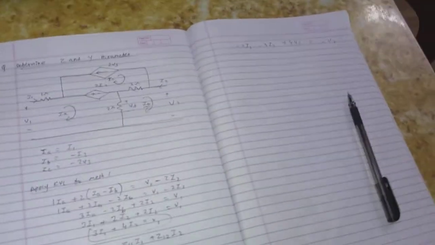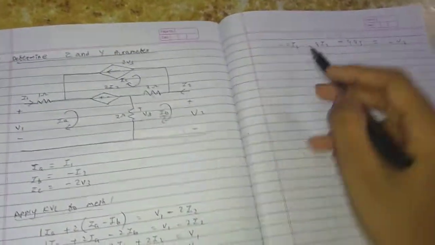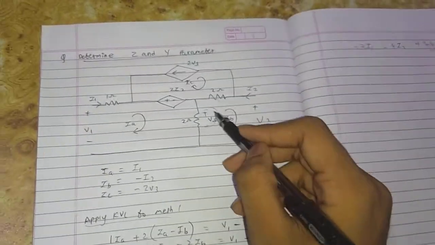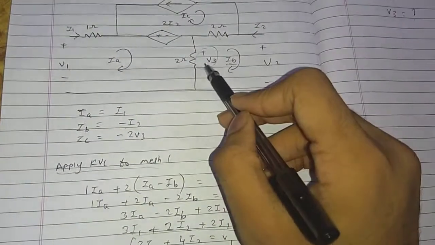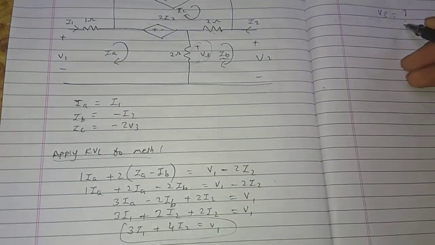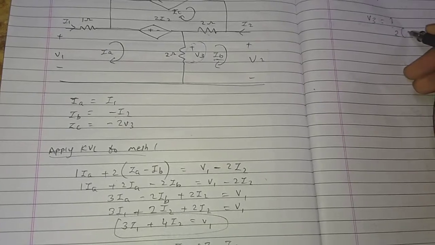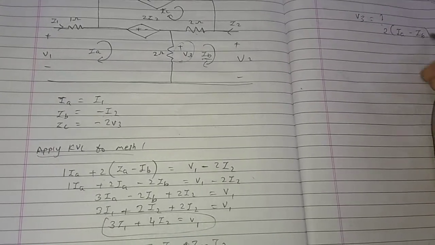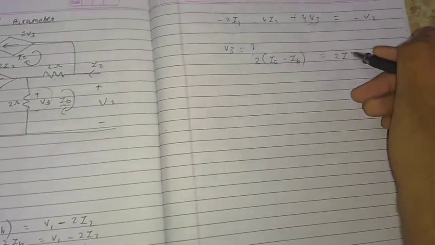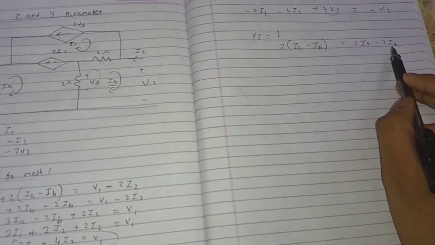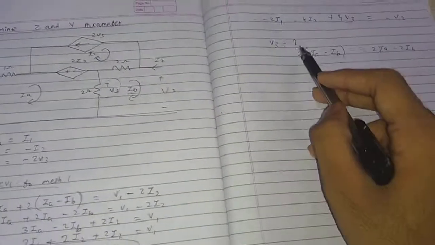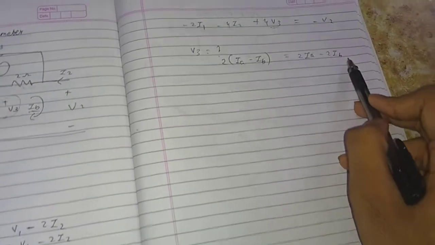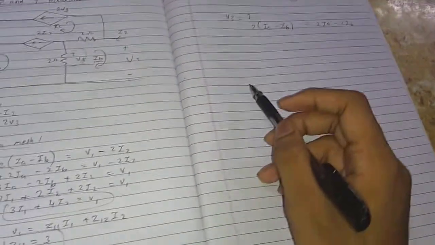Now V3, I don't know the value of V3, so I will get V3 from here. How to get V3? As you can see, it will come as twice of IA minus IB, so it will be 2IA minus 2IB. So V3 value is nothing but 2IA minus 2IB, because it is the voltage drop. It is given in the question. It is the voltage drop across the 2 ohm resistor. So I have written 2IA minus 2IB. I will substitute over here and let's see what we get.